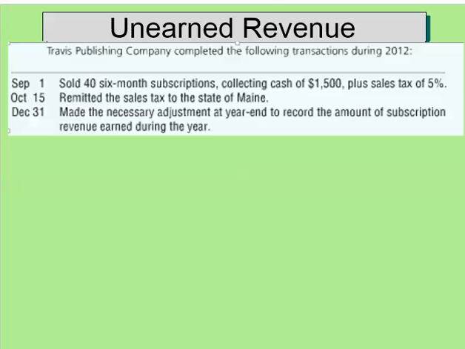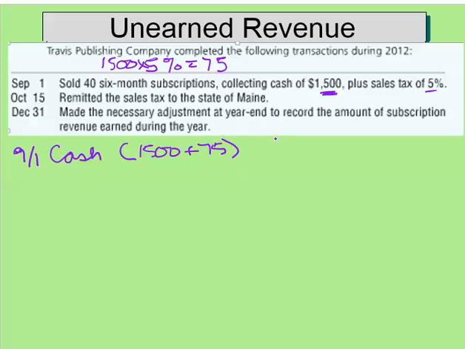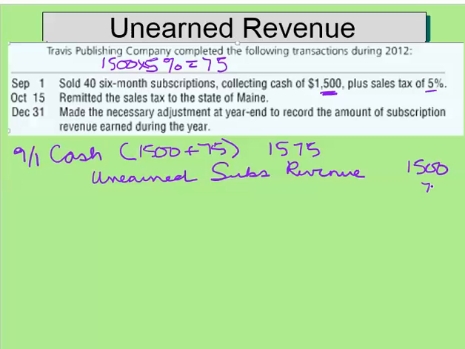So let's look at that journal entry on September 1st. We sold 40 6-month subscriptions. We got $1,500 in cash plus 5%. Well, what is 5% of $1,500? It's $75. So we will go ahead and debit our cash for the $1,500 plus the $75 in sales taxes. So our customers paid us $1,575. We're going to go ahead and credit unearned subscription revenue, the liability here, for $1,500. And then for $75, we'll have sales taxes payable, that liability that we owe the state now.